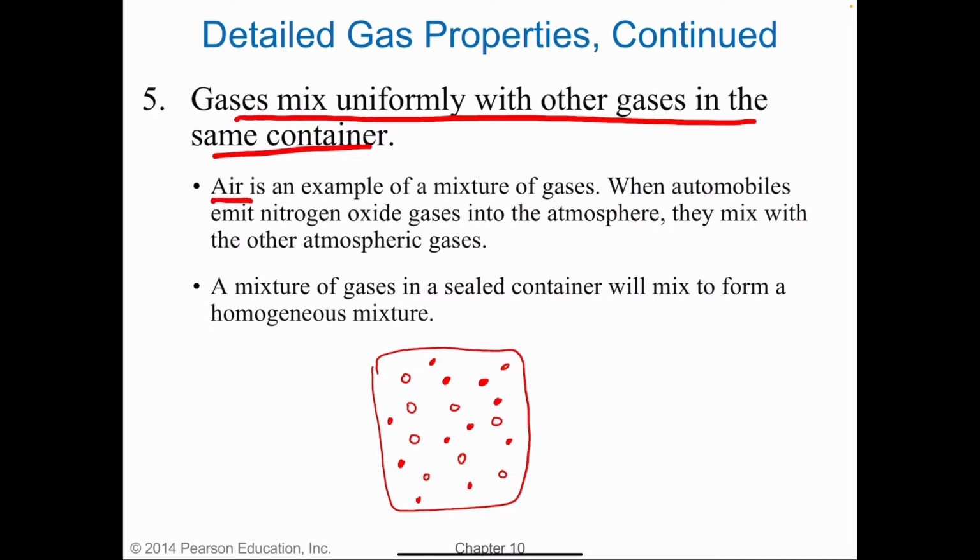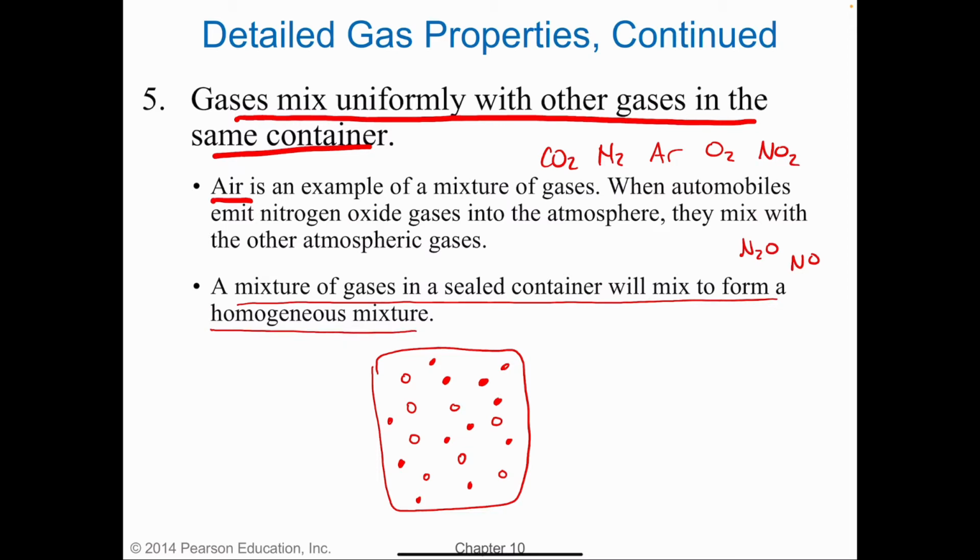And then we have mixtures of gases all over the place. Air is a mixture of gases. We've got CO2 and nitrogen and argon and oxygen and probably some nitrogen monoxides in there, but it's a mixture of gases. And when automobiles emit nitrogen oxide gases in the atmosphere, they mix with other atmospheric gases. We could also have dinitrogen monoxide and nitrogen monoxide, but we've got a mixture in air. And if we've got a mixture of gases in a sealed container, it'll of course be a homogeneous mixture. So there's no way for you to see the individual gas particles, to see the nitrogens from the argons. It's kind of like a solution of gases.